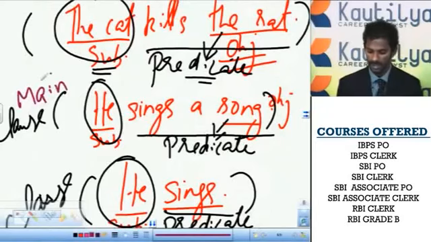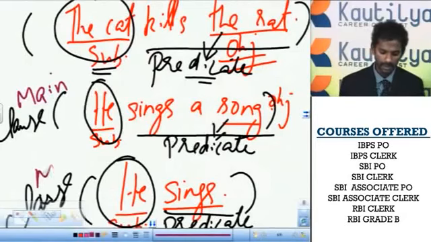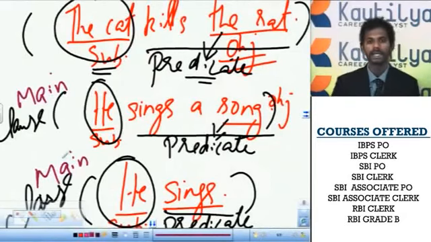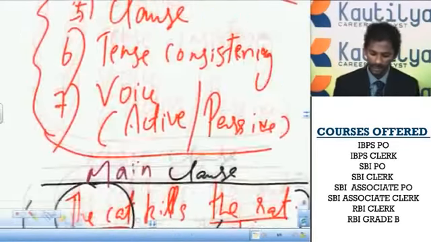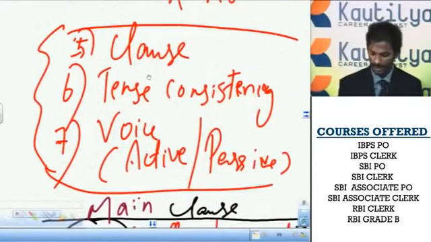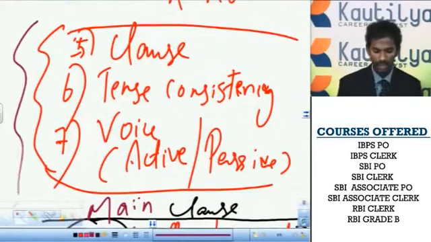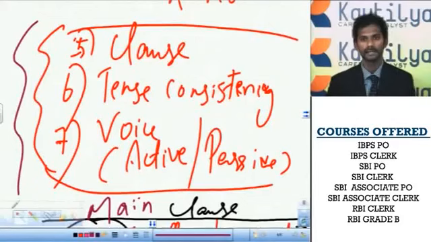Main clause. He sings. Only one clause, so it cannot be a subordinate clause. It is a main clause here. It makes a complete meaning, or a complete sense. Clear? So that is about a clause. A clause is a part of a sentence containing a subject and a predicate. Fine. Now come to the last 3 concepts in parallelism: clause, tense consistency, and voice.